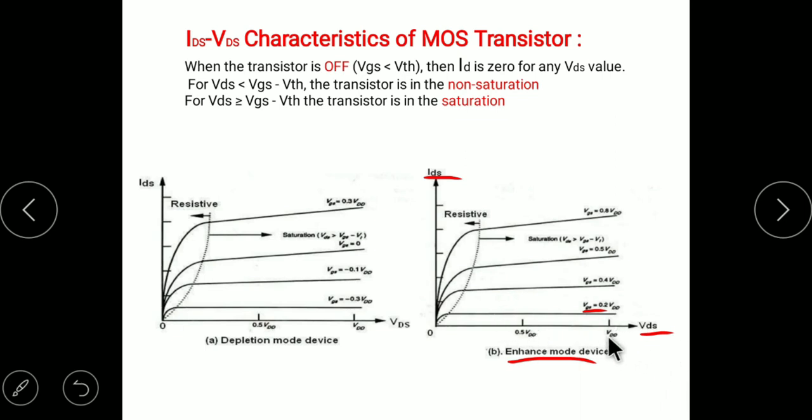After that, if you increase VDS more and more, more electrons can flow through the channel, hence the current increases. If you increase VDS further, it reaches the saturation region, hence the current remains constant.